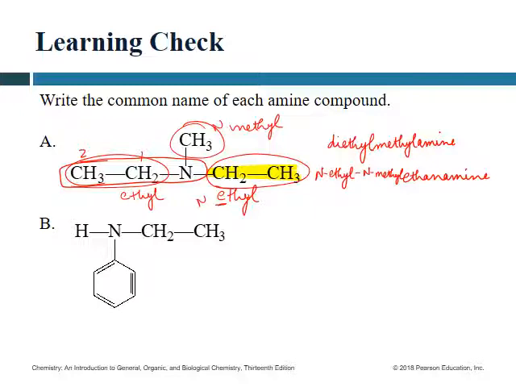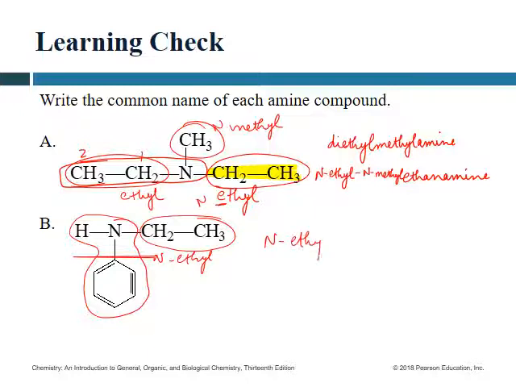Okay, so now how would we name this? This is again, perfect, aniline. What is this? Ethyl group. Where is it located? On N. Perfect. So the name would be N-ethylaniline. Perfect. Okay.